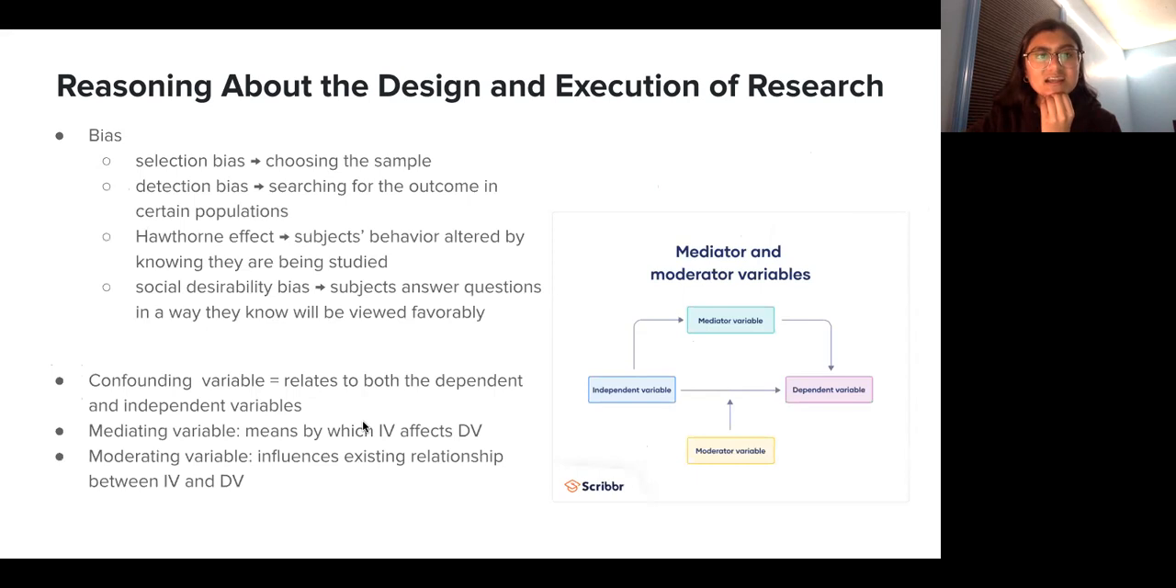All right, and then there are different types of bias relating to research experiments you should be aware of: selection bias, detection bias, the Hawthorne effect, as well as social desirability bias. Hopefully you can read through those on here. And then different types of variables: besides your independent and dependent variables, you have your mediator and moderator variables as well. This diagram helps clear that up. The mediator is how the independent variable affects the dependent, and the moderator variable influences the existing relationship.